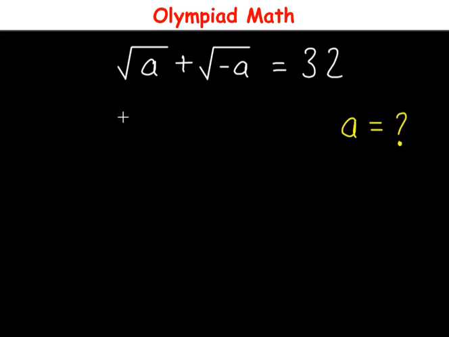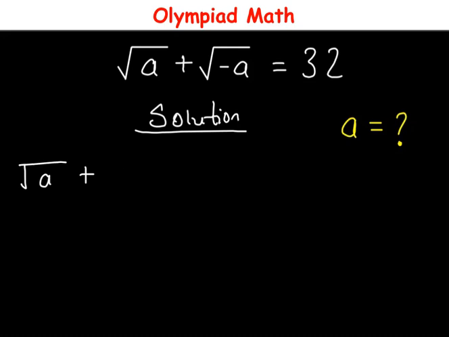Hello everyone, in this video let us solve this question. So we have square root of a plus square root of minus a equals 32, and here we want to solve for the value of a. To solve this, solution. So we have square root a plus square root minus a, this equals 32.